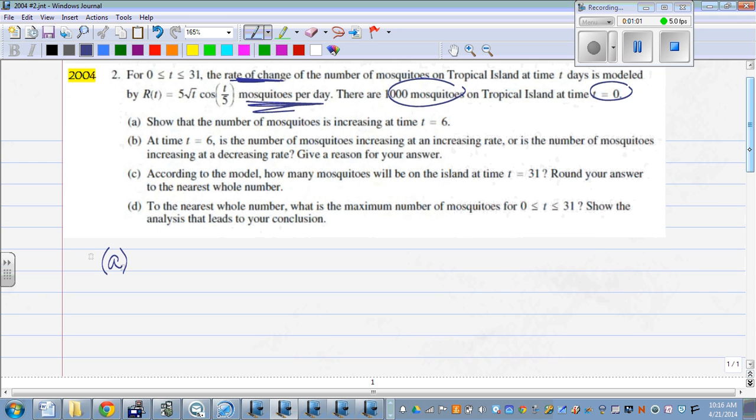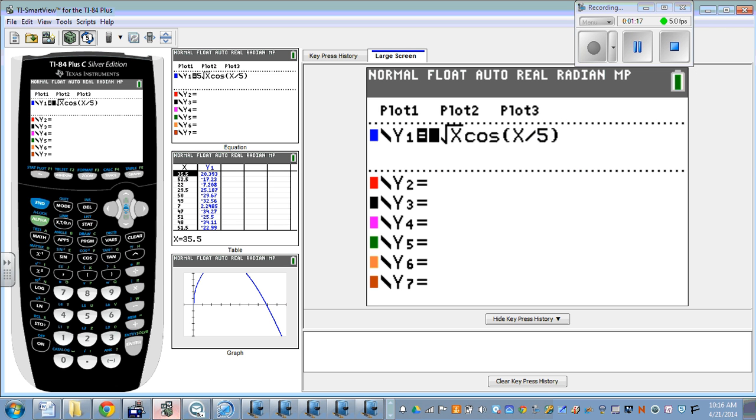Now we could just do R of 6 equals 5 square root of 6 cosine of 6 over 5 in our calculator. We just kind of plug it in like that. But what I'm going to do is, in my calculator, since I'm doing like 4 parts to this problem dealing with this function, I'm going to put that function in for y sub 1. All right, so my y sub 1 is 5 square root of x cosine of x over 5.